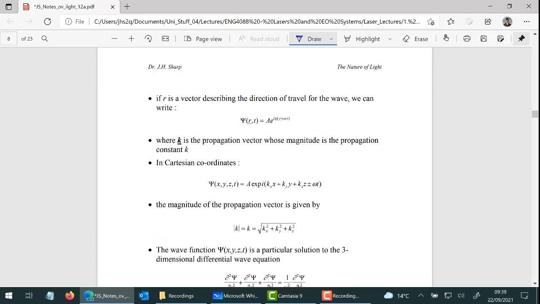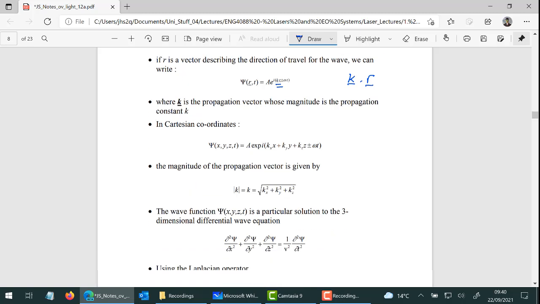If we think of the direction of the wave as being a vector, then we have to include that the product kr, where k is the propagation vector or the propagation constant, is now given by the dot product k dot r, rather than for a scalar where we just had kr. And in Cartesian coordinates we can write that out.